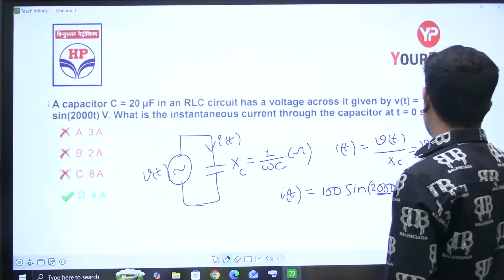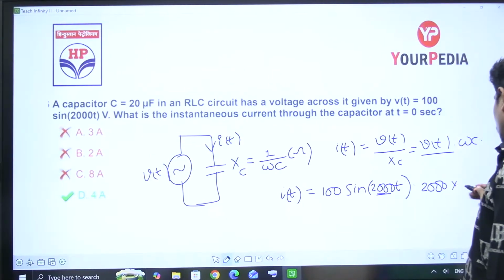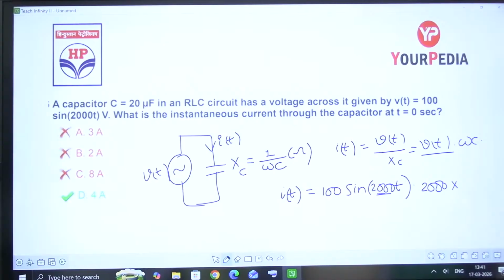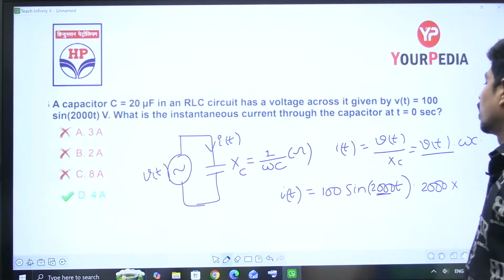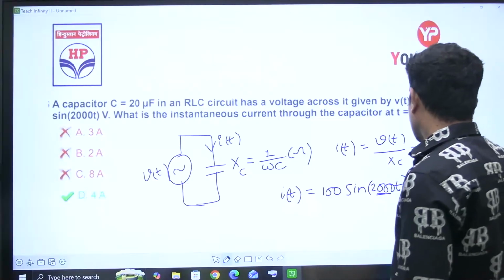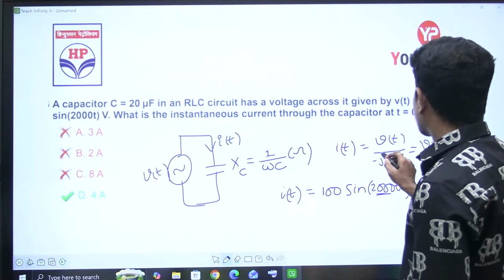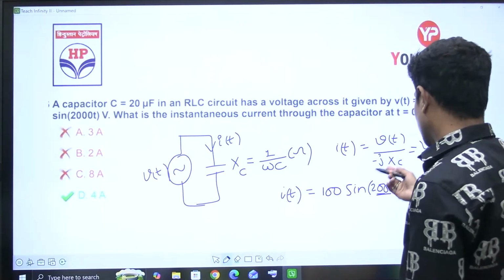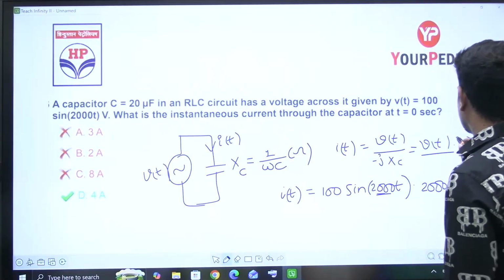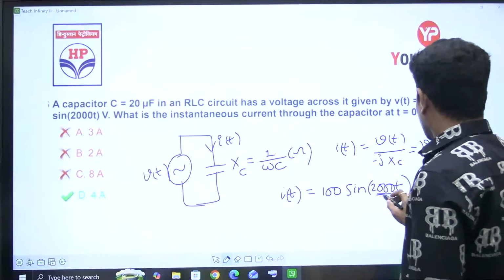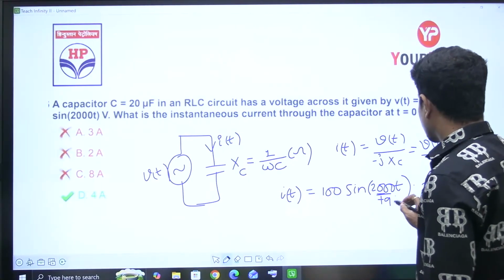Here this is omega, 2000, into... Yes, but current leads. I can write minus j XC, minus j XC. I forgot actually, minus j, so this will be plus j, this will be plus j. So plus j means sine 2000 t plus 90 degrees.